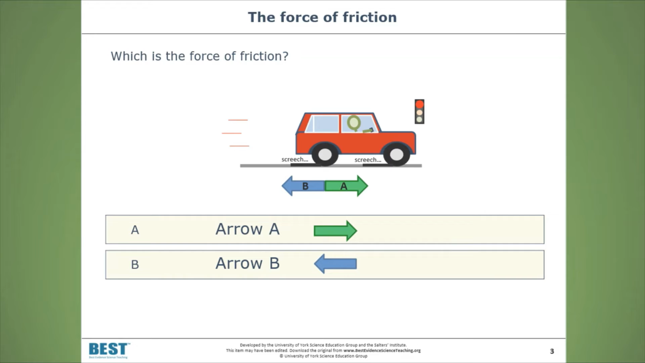Next one, which is the force of friction? The car is going to the right and it will suddenly stop because you can see the traffic light turns red. Which direction will the friction force go? Arrow A or arrow B?